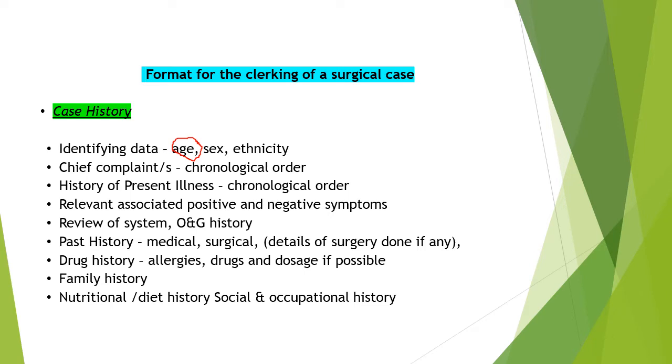The chief complaints in chronological order, that's very important. The symptom that comes first must be reported first. History of present illness, again in chronological order. A detailed description of the symptoms that the patient gives us, apart from the chief complaint. The chief complaint is what the patient complains of, or what brings him or her to the hospital. Secondly, the history of present illness, a detailed history of the chief complaint and other associated complaints.